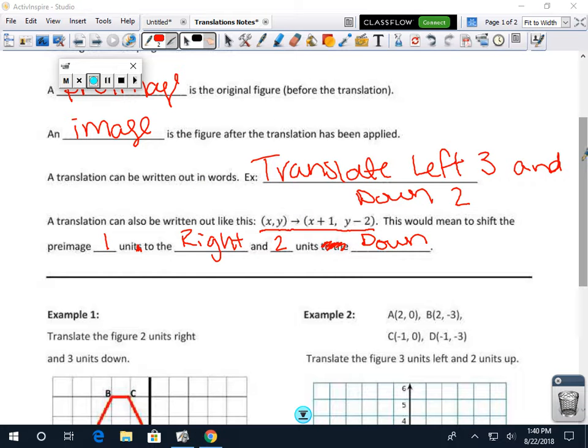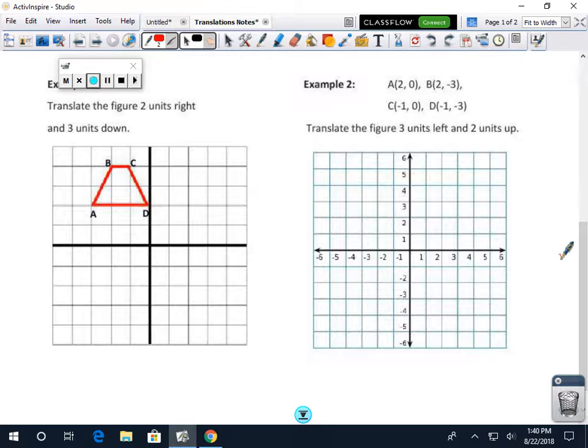All right, so looking on down here at example 1, we're going to translate the figure 2 units to the right and 3 units down. So we're starting with the pre-image ABCD, and then we're going to translate it. So I'm going to take each of these points, and I'm going to move them 2 units to the right and 3 units down. So I'm going to start with point A. So from point A, I'm going to go over to the right, 1, 2, and then down, 1, 2, 3.